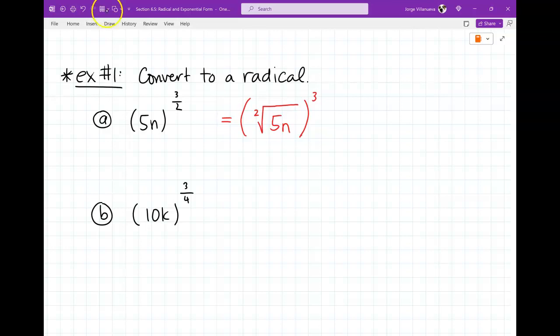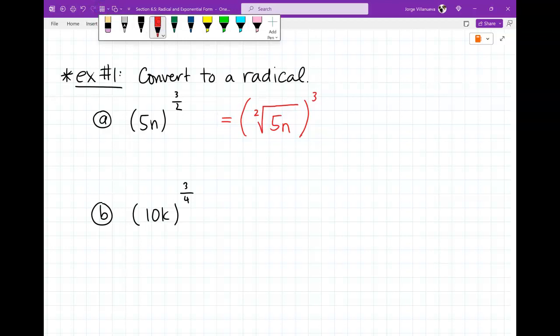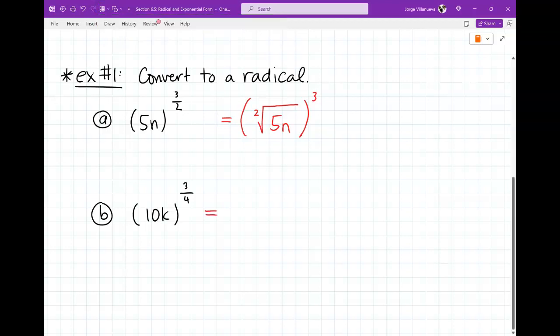So 10k to the 3/4. All right, so I'm just going to rewrite it. Remember, my fraction tells me the power, that's 3. My index is 4, right? So I'm going to write the 4th root of 10k to the power of 3. And that's it. What do you guys think? Not too hard, right? You're just converting, that's all. Just rewriting.